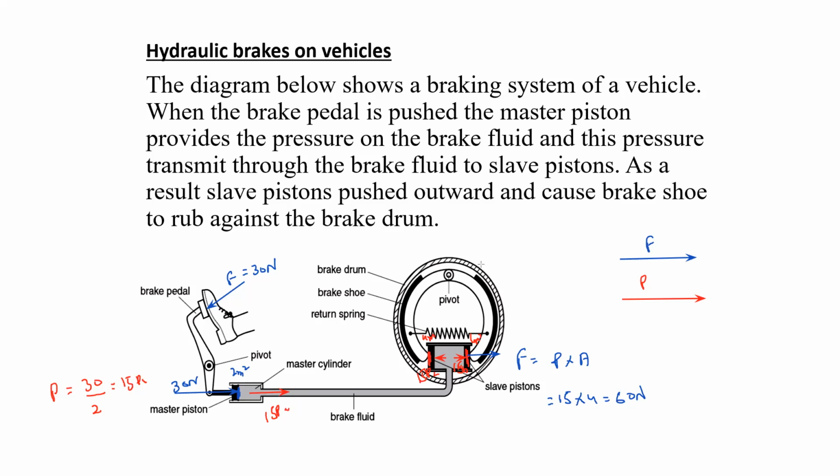And when it pushes this brake shoe, the brake shoe will come in contact with the wheel, or braking drum. It will stop the car. Due to the friction between the brake shoes and this braking drum, when they come in contact, the car will stop, or the wheel will stop rotating. Is it clear? The working principle of hydraulic brakes on wheels.